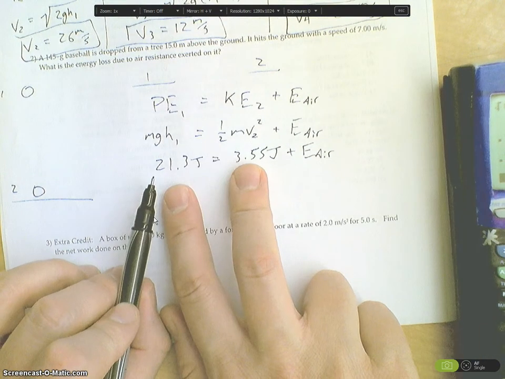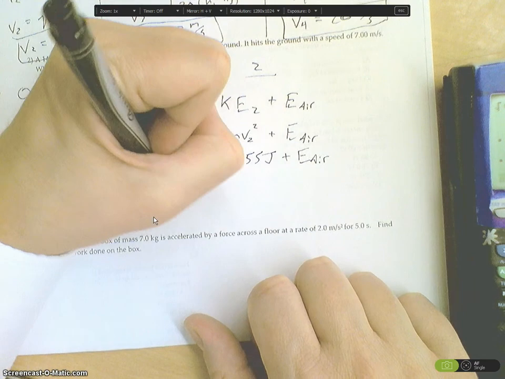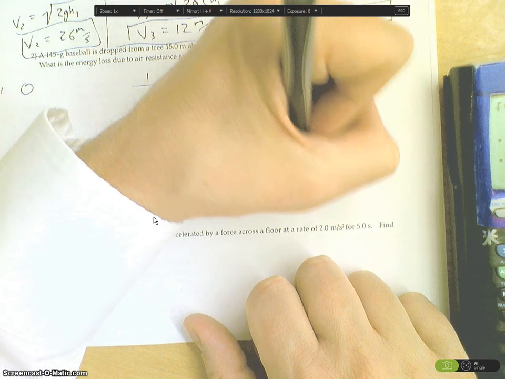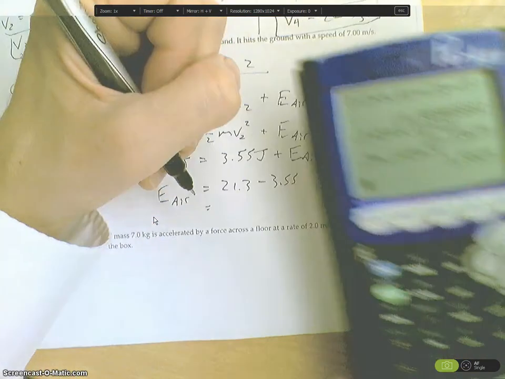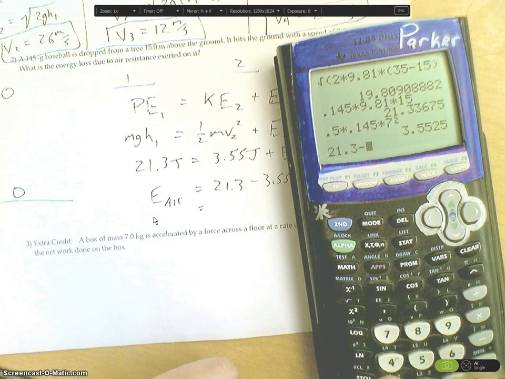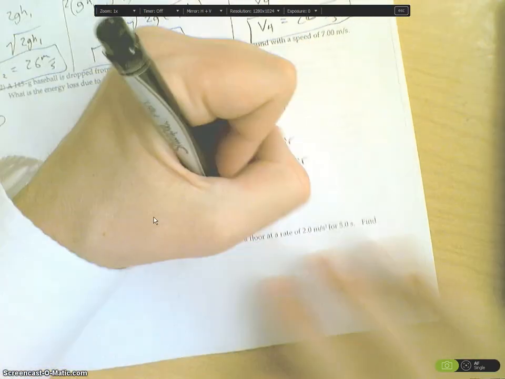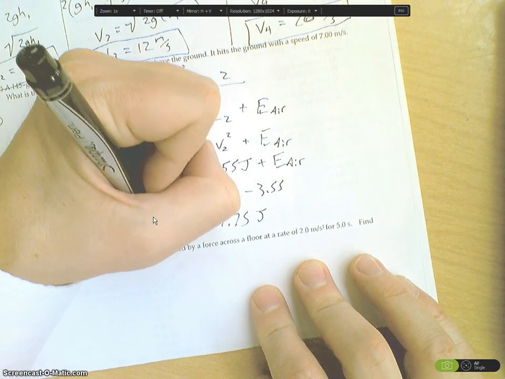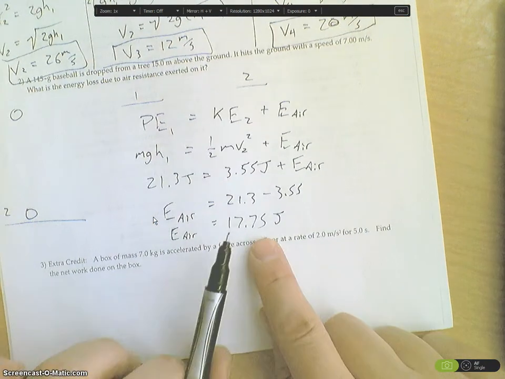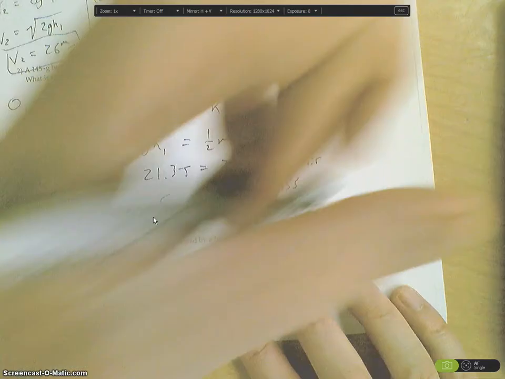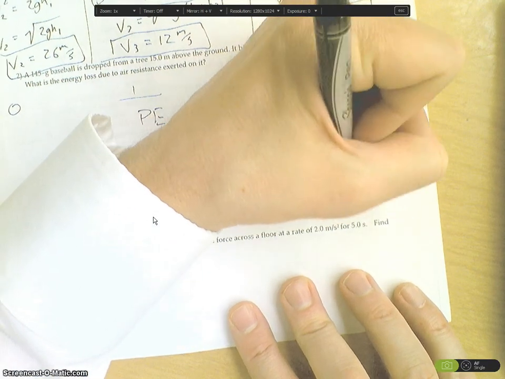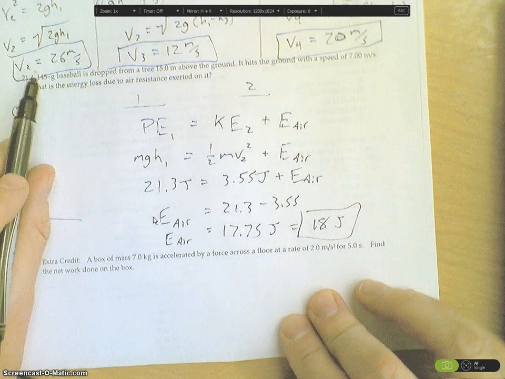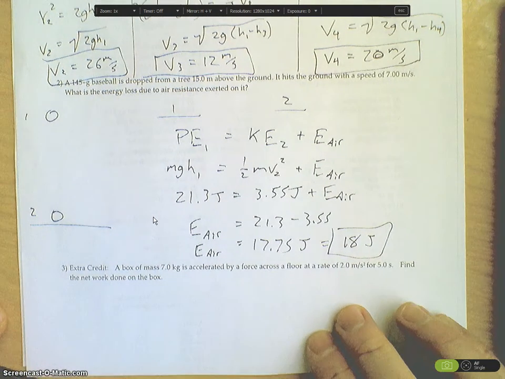So I have these two numbers. I'm going to solve this for the energy of the air, which is equal to 21.3 minus 3.55, giving me 17.75 joules of energy. So this is the energy that was lost due to air resistance. This should be rounded off to 18 joules. And that's the answer. Many of you did this correctly, only you neglected to convert the grams into kilograms.